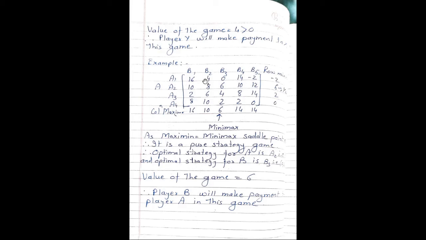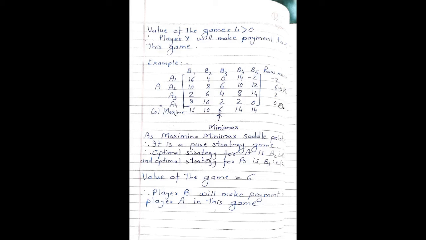So 16, 4, 0, 14, minus 2. Minimum value is minus 2. 10, 8, 6, 10, 12. Minimum value is 6. 2, 6, 4, 8, 14. Minimum value is 2. 8, 10, 2, 2, 0. Minimum value is 0. So among these minimums, pick up the maximum value and we call that value as maximin. So maximin value is 6.